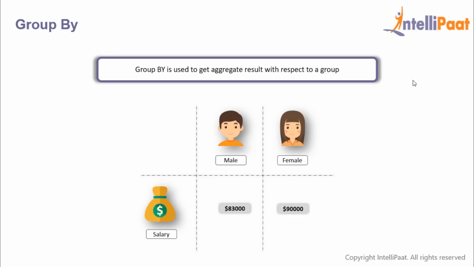For example, let's say we wanted to find out the average salary with respect to gender. That is, average salary of male employees separately and average salary of female employees separately. This is where we can use group by to divide the data into 2 groups, male and female, and find out the average salary of each group separately.